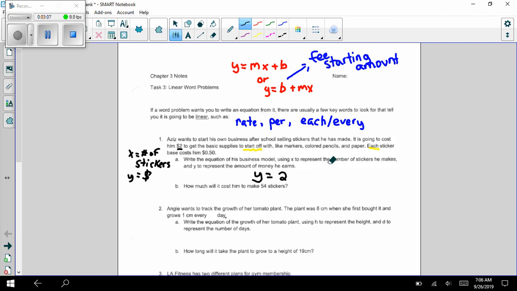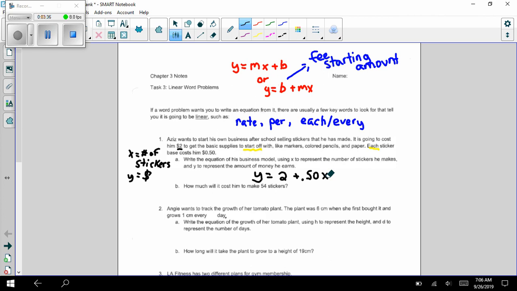And it says each sticker costs him 50 cents. Well, we don't know how many stickers he bought, so we're using the variable X, but we do know that they cost 50 cents apiece. Oh, and I wrote that wrong. That says 5 cents. 50 cents is 0.50. And the X goes next to it because we don't know how many he's going to buy.